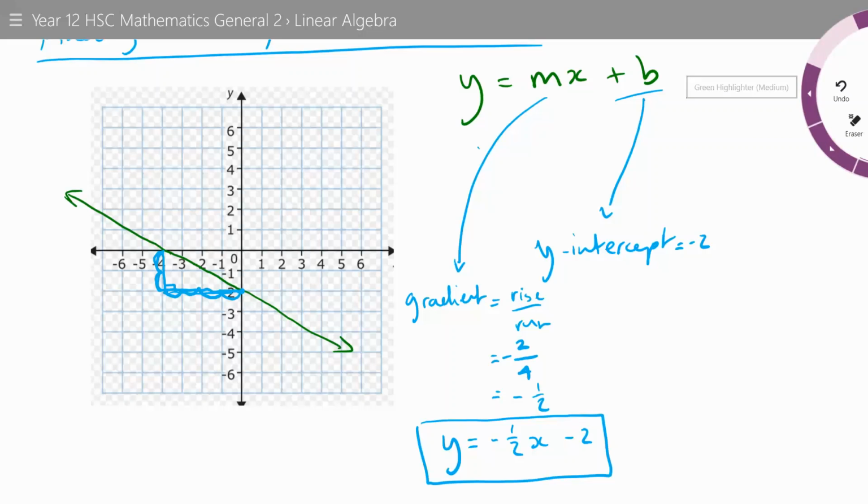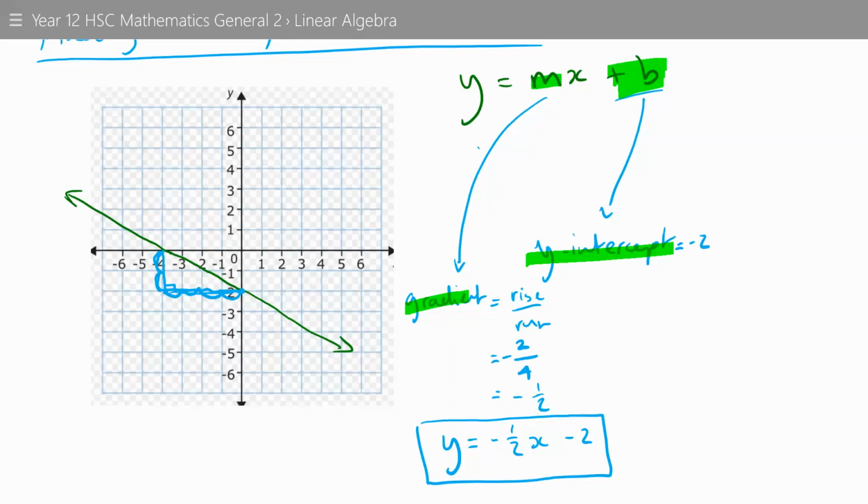For this case, you just need the two things: m and the y-intercept, the gradient and the y-intercept, and from there we can find the equation of that line. That's it for this video. Well done.